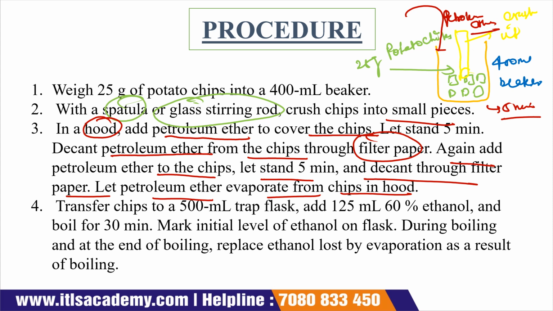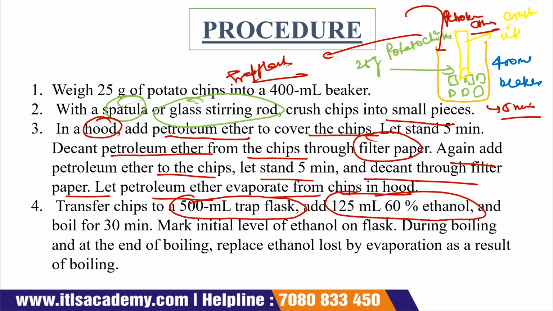Then after that we transfer the chips into a 500 ml trap flask. Now from the beaker, what should we do? We transfer it into a trap flask. And into it we add 125 ml of 60% ethanol. And how we prepare this 60% ethanol, the video related to this topic is already uploaded in our account, and the name of the lecture is solution preparation. You can go and see the video.